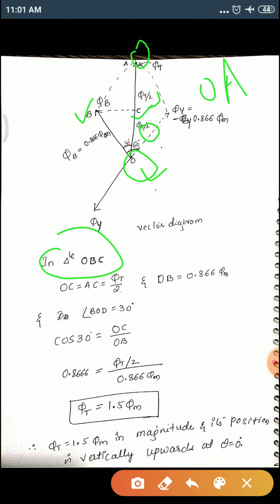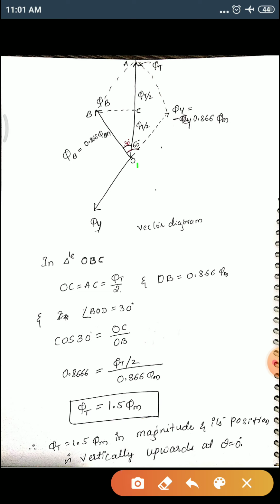So then half of that is OC. C, you take a point here. OC is equal to AC, right? That is nothing but phi t divided by 2. And what about this OB? OB is 0.866 phi m.